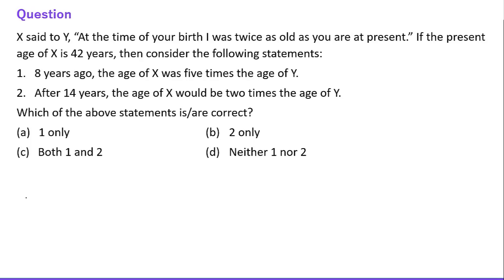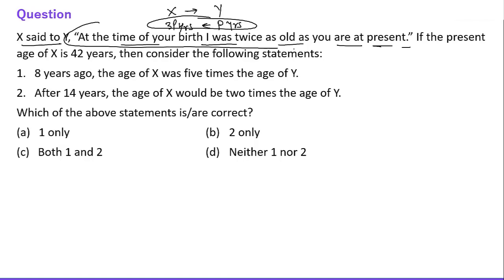Next question says, X said to Y, at the time of your birth, I was twice as old as you are at present. All right, X said to Y, at the time of your birth, I was twice as old as you are at present. Okay, so presently, Y is of P years and X is 3P years. Here in this condition, the age of X will be 3 times the age of Y, right? X will be thrice the age of Y.